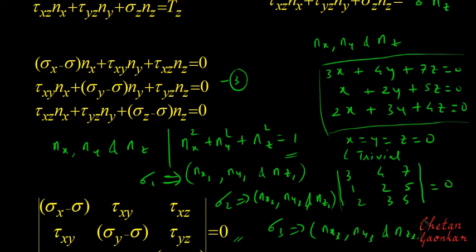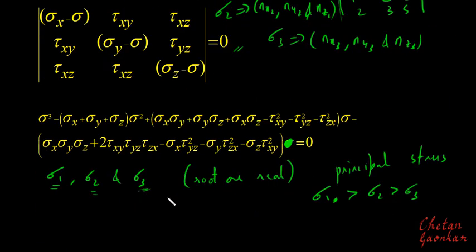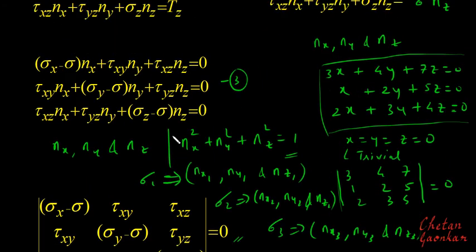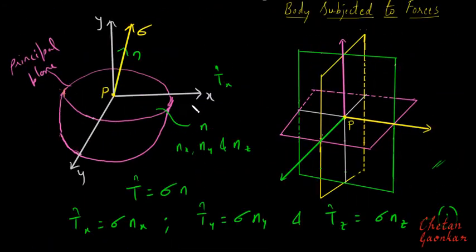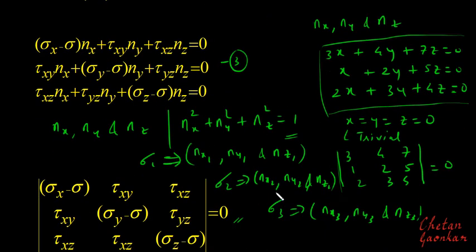Once we start solving some problems on this it will be more clear, but for the time being you understand that with each principal stress there will be a principal plane associated with it, and the orientation of those principal planes will be given by nx1, ny1, nz1 for sigma 1, nx2, ny2, nz2 for sigma 2, and nx3, ny3, nz3 for sigma 3. So with each principal stress we will have a plane.